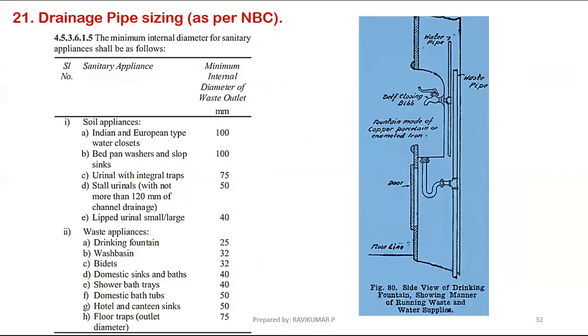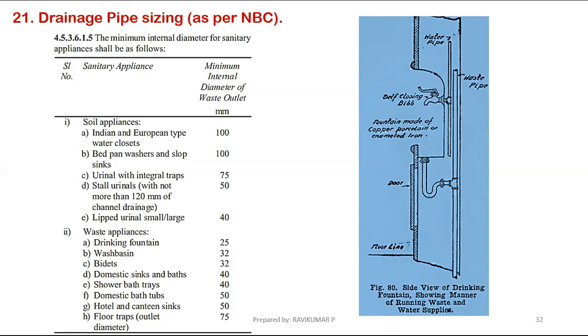Drainage pipe sizing as per NBC. This pipe sizing is only from the NBC table, not as per calculation. You don't need to put any separate calculation for this method. If you want to put your calculation, you have to use the Lining formula. That chapter will come in future. Now you will see the drainage pipe sizing as per NBC tabulation.